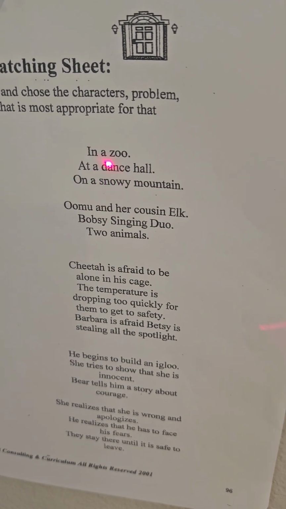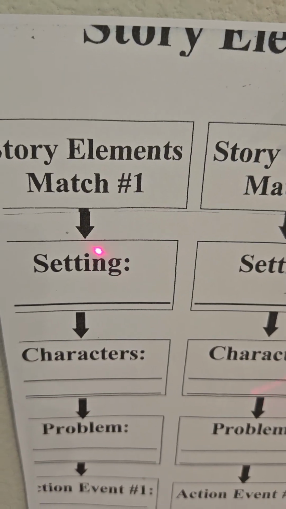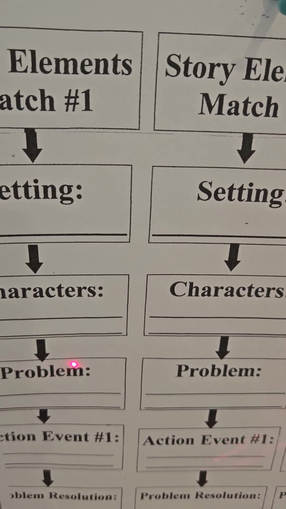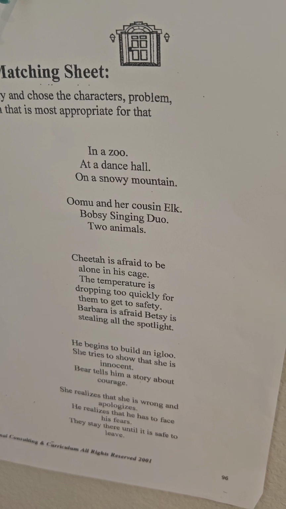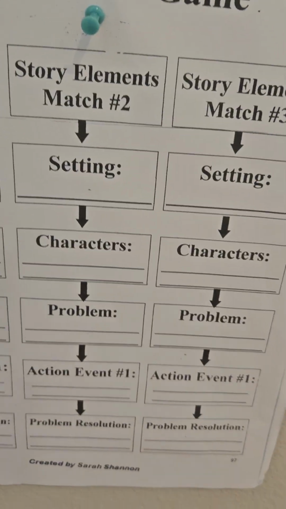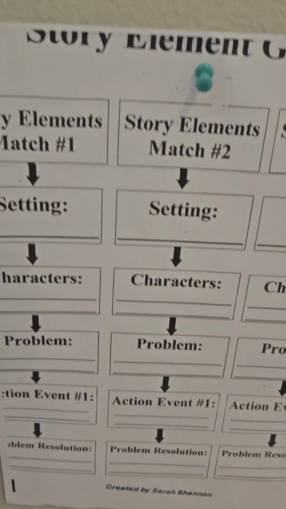So they would do the setting of the first one, which would probably be at a zoo with animals, and then Cheetah is afraid to get out of his cage, and then this action event, and then the problem resolution, and then the next one, and then the next one. So they have to use their critical thinking skills and work together in teams, which are effective learning strategies, cooperative learning, to be able to assist them in doing that. That shouldn't take that long for them to do, even though this lesson is on summary.